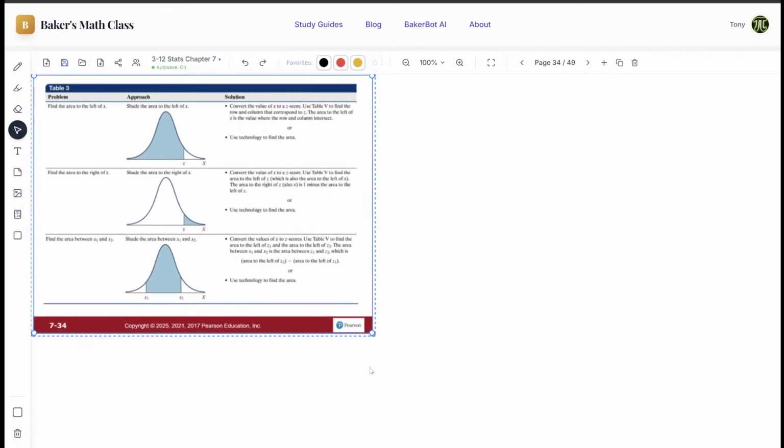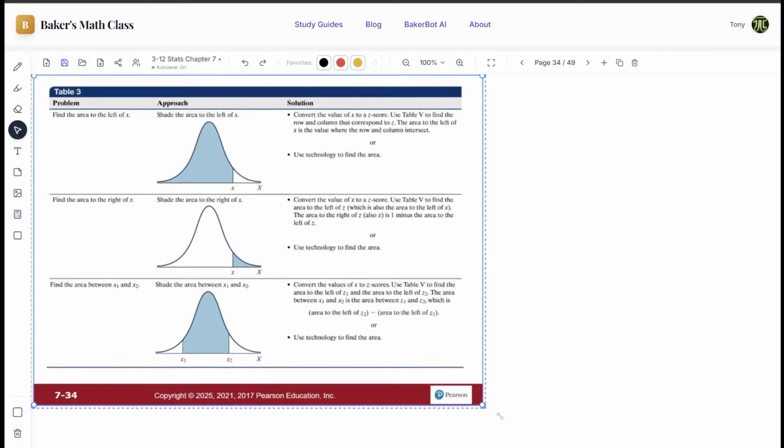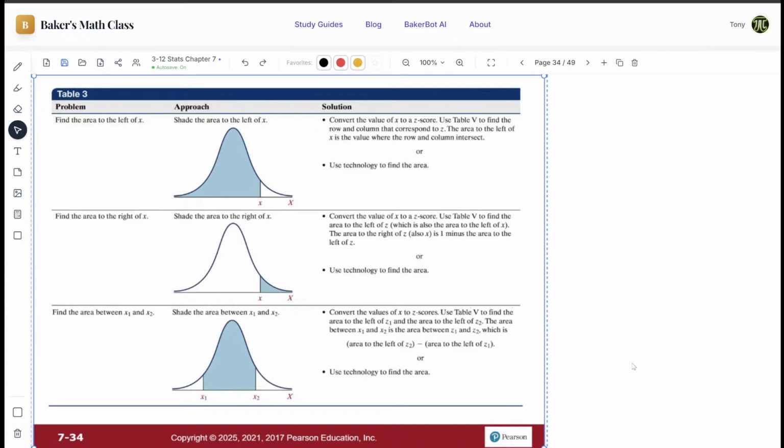There are 3 different types of problems that you'll see. When you're looking to the left, you're going to shade to the left. When you're looking to the right, you shade to the right. When you're looking between, we're shading in the middle of it. Depending on which direction you're going, some of the questions ask you to do the shading to see which one you're shading first. So do that, find your z-scores, and then you can use technology to find your final answer.